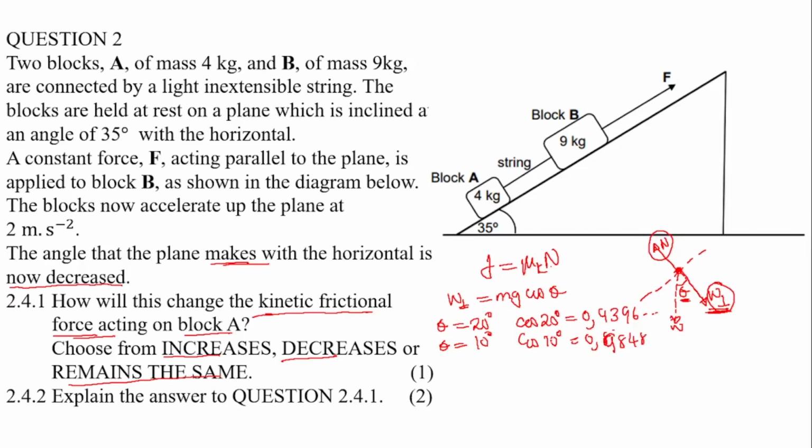So do you see that if the angle decreases, cos theta increases? Like here we have cos 20, which is this, and then we have cos 10, which is this. Okay, so now meaning what? If the angle is decreased, then the component of weight perpendicular to the inclined plane will increase, meaning that the normal force increases. Because if this increases, then the normal force increases, isn't it? So now if the normal force increases, then the frictional force increases, because these two are directly proportional. This is a constant, right? When the normal force increases, then the frictional force increases.